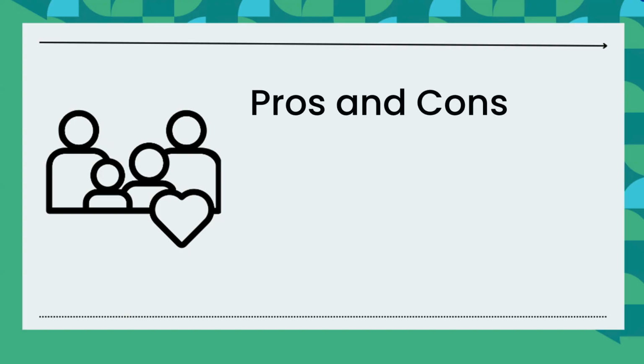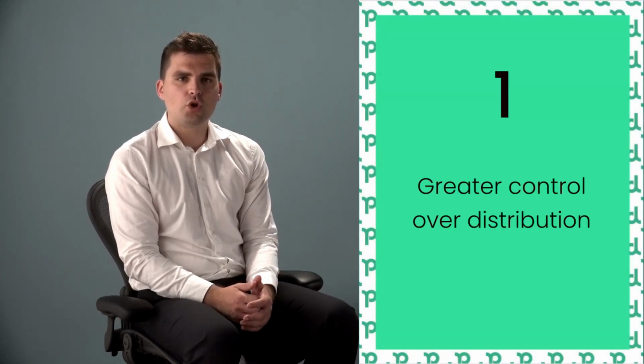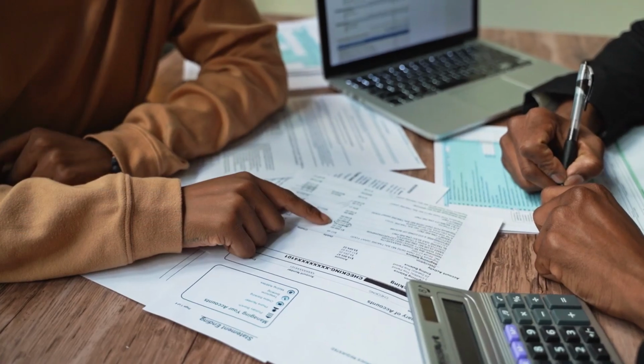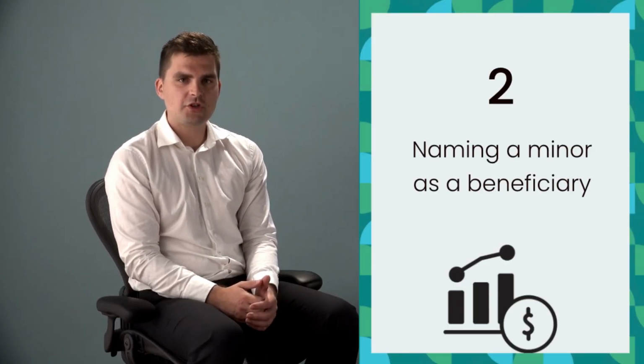Now, let's consider the pros and cons of a life insurance trust. On the positive side, trusts offer the following benefits. 1. Greater control over the distribution. With a trust, you can establish specific instructions on how and when the insurance proceeds should be dispersed to your beneficiaries. 2. Naming a minor as a beneficiary. By using a trust, you can name a minor child as a beneficiary without requiring a court-appointed guardian or custodian.